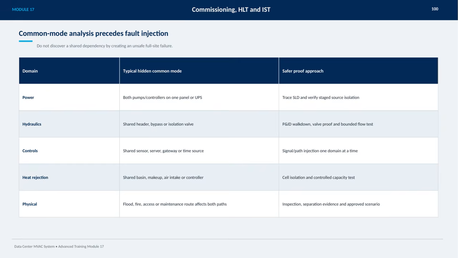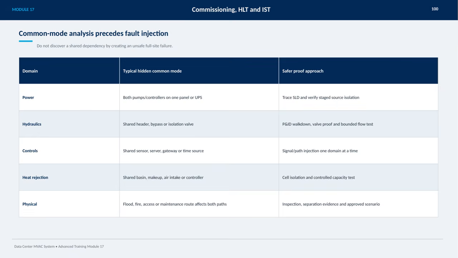Hydraulics require close attention to shared components like headers, bypass, or isolation valves. We perform a PNID walkdown along with valve-proof and bounded flow tests to ensure safety. In controls, shared elements such as sensors, servers, gateways, or time sources are tested through signal or path injection one domain at a time. For heat rejection systems, we isolate cells or run controlled capacity tests to confirm independent operation. Finally, the physical domain demands inspection of flood, fire, access, or maintenance routes that might impact both paths simultaneously. Evidence of proper separation and approved scenarios are crucial here.